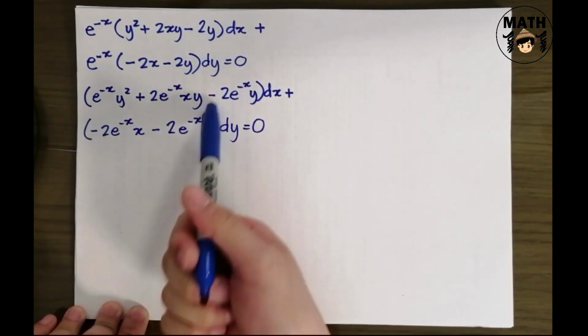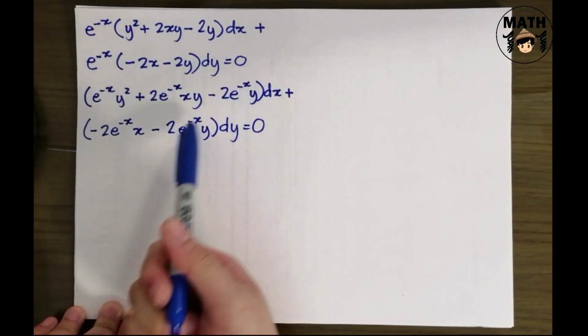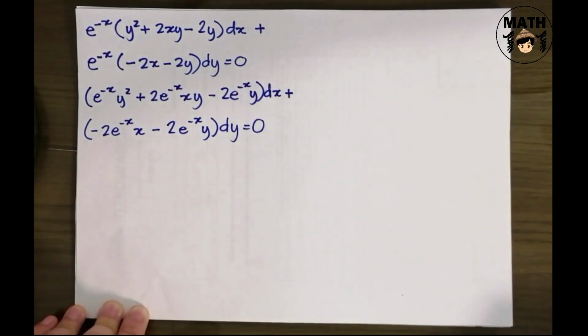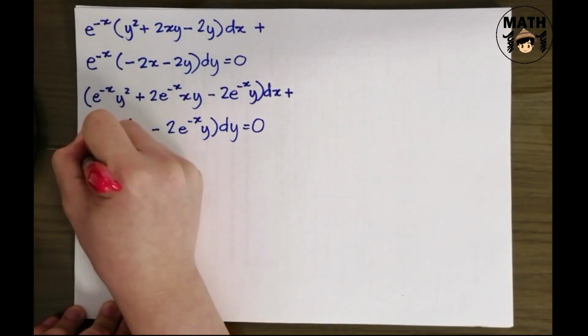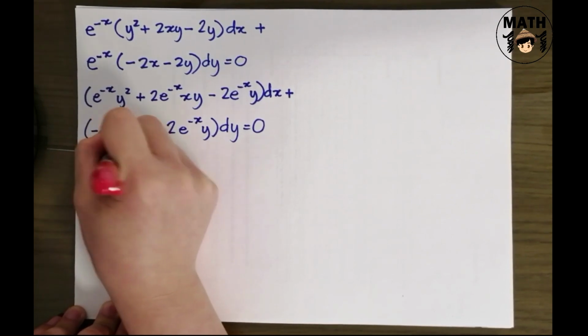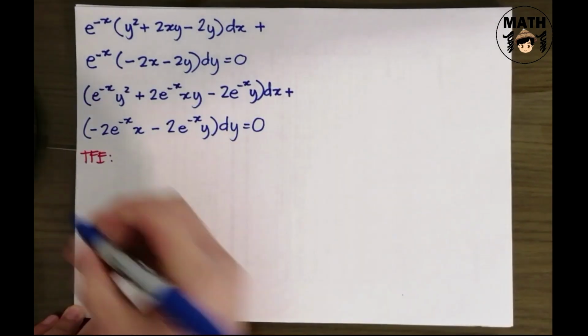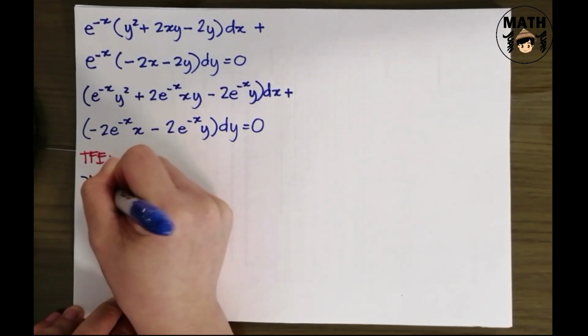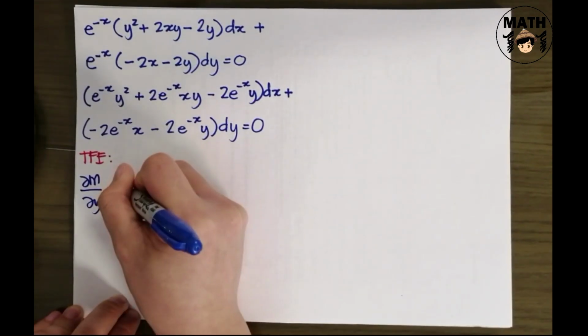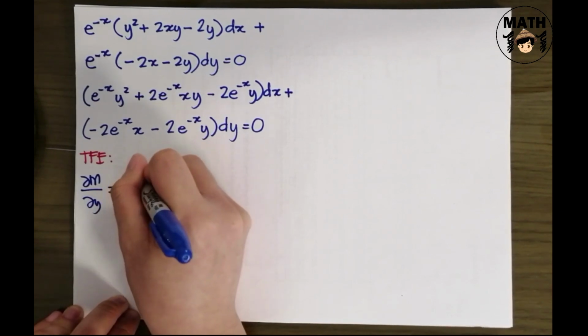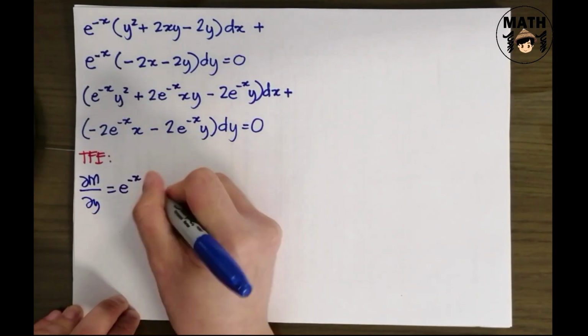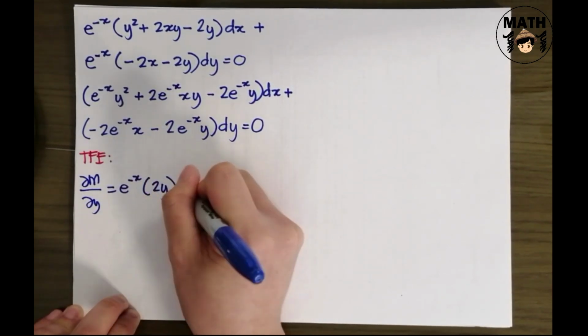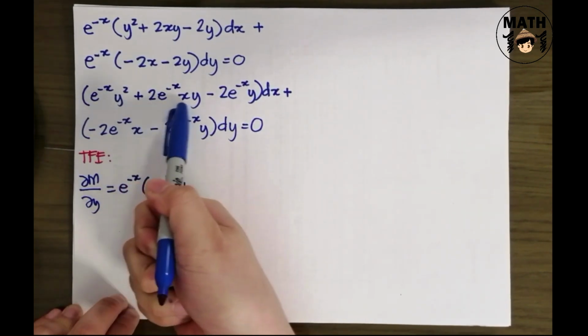Dahil na-multiply na natin yung integrating factor, ina-expect natin na ito ay exact na. Check natin kung siya ba ay exact na talaga. Partial derivative of M with respect to y, e raised to negative x is taken as constant. Derivative of y squared is 2y plus constant.